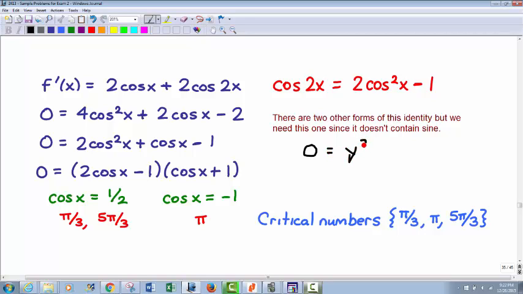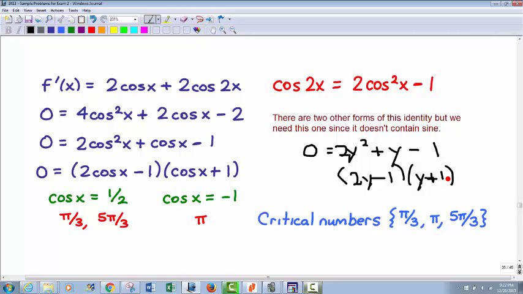Of course, you are going to have to change it. Oh, there should be a 2 there, excuse me. 2y squared plus y minus 1, and then factor it like this. And then it becomes 2y minus 1. So you see, it is like factoring a quadratic. y plus 1.